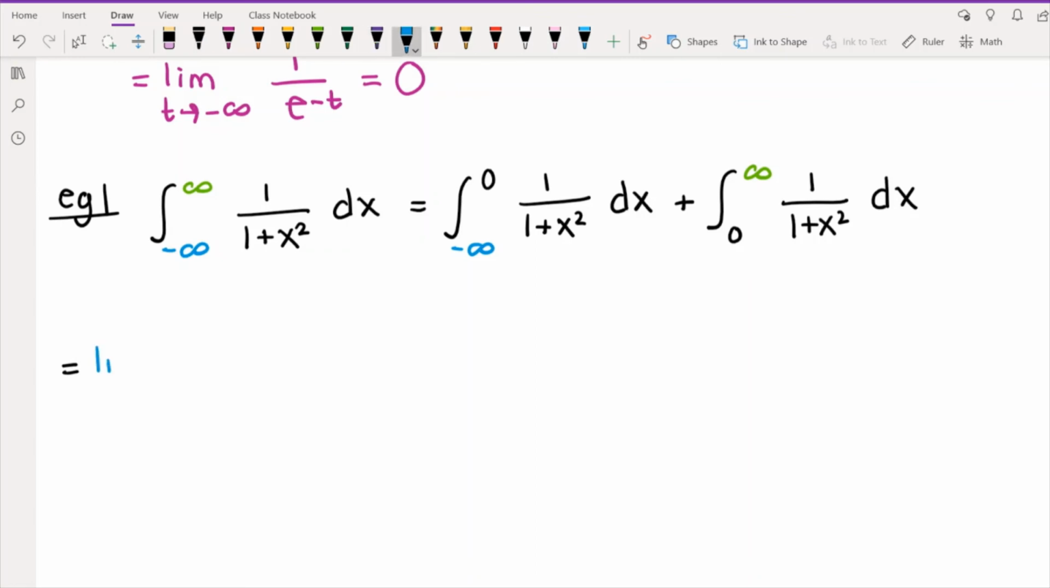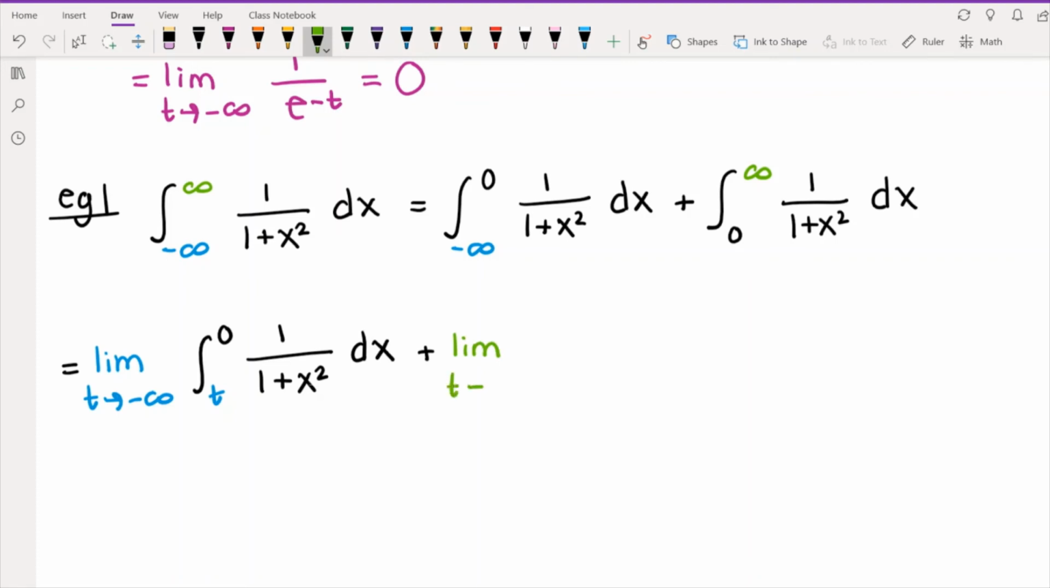So the first one is going to be the limit as t approaches negative infinity of the integral from t to 0 of 1 over 1 plus x squared dx, plus the limit as t approaches positive infinity of the integral from 0 to t of 1 over 1 plus x squared.